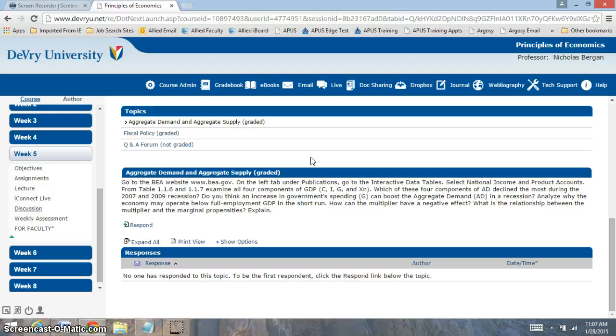Those are many components that you want to focus on, because the government directly influences our economy and the level of spending. You also want to analyze why the economy could operate below its potential in the full employment. How could it operate below full employment? And how does the multiplier influence this?